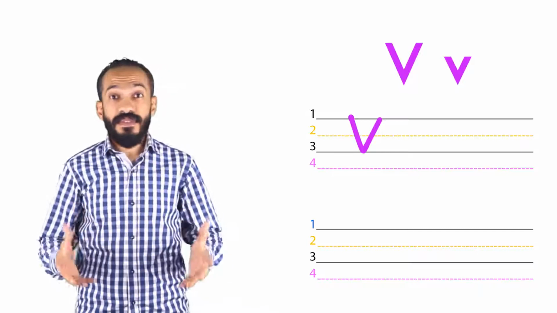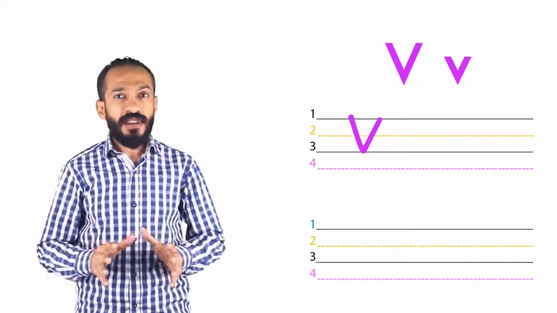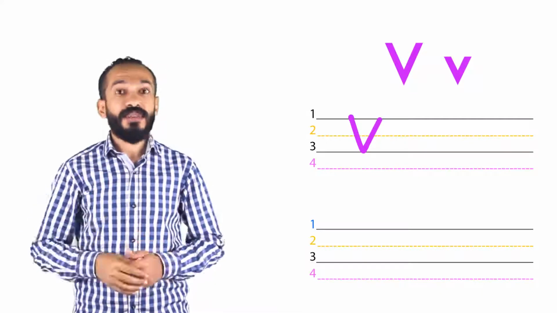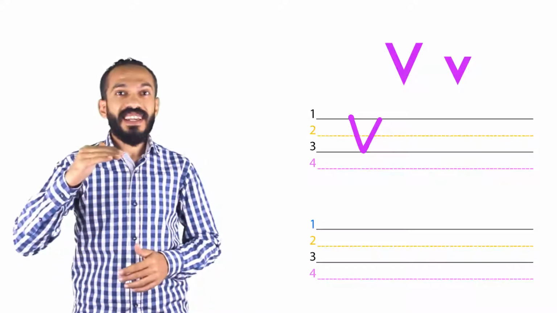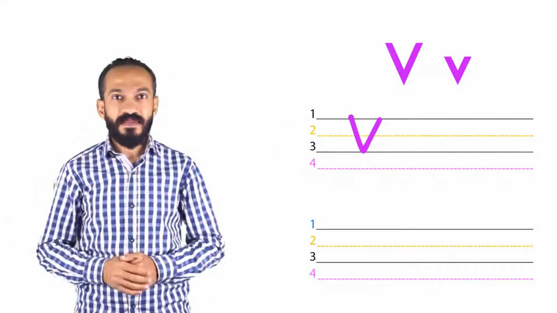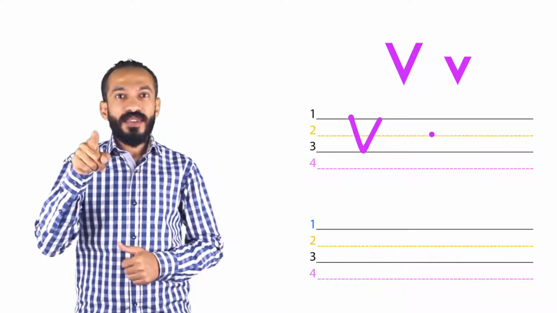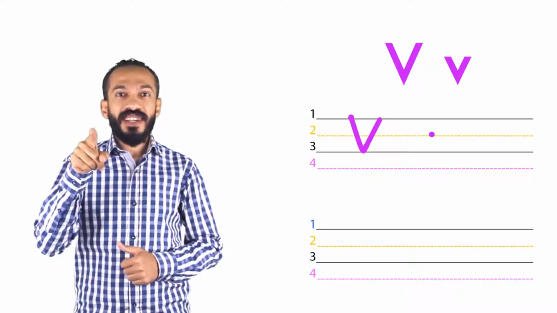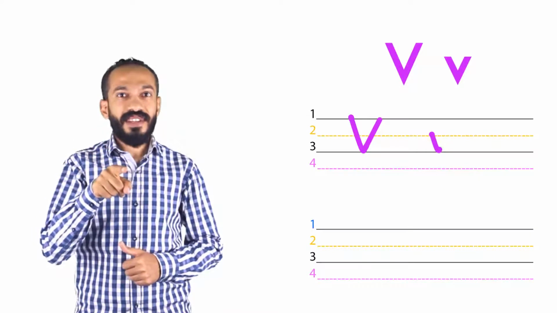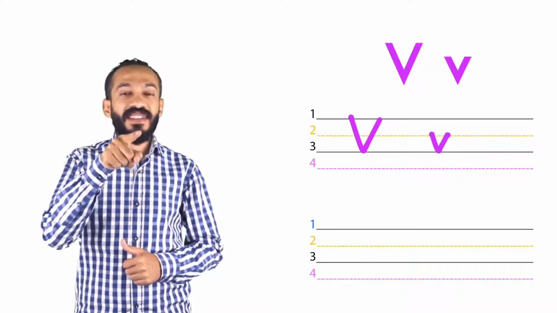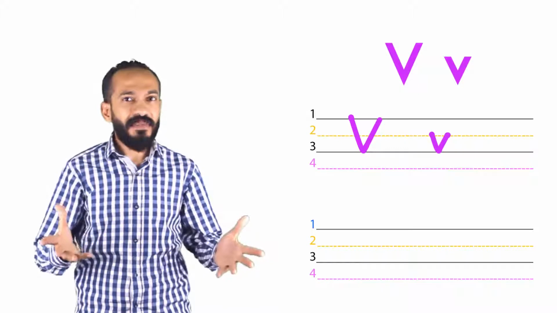The lowercase v, same exact shape, but a bit smaller. We always draw it between the second and the third lines. The same way exactly. Starting from the second line towards the right, we draw a leaning line down there to the third line and then up there to the second line again. Very simple. Our third sound for today is the sound w.